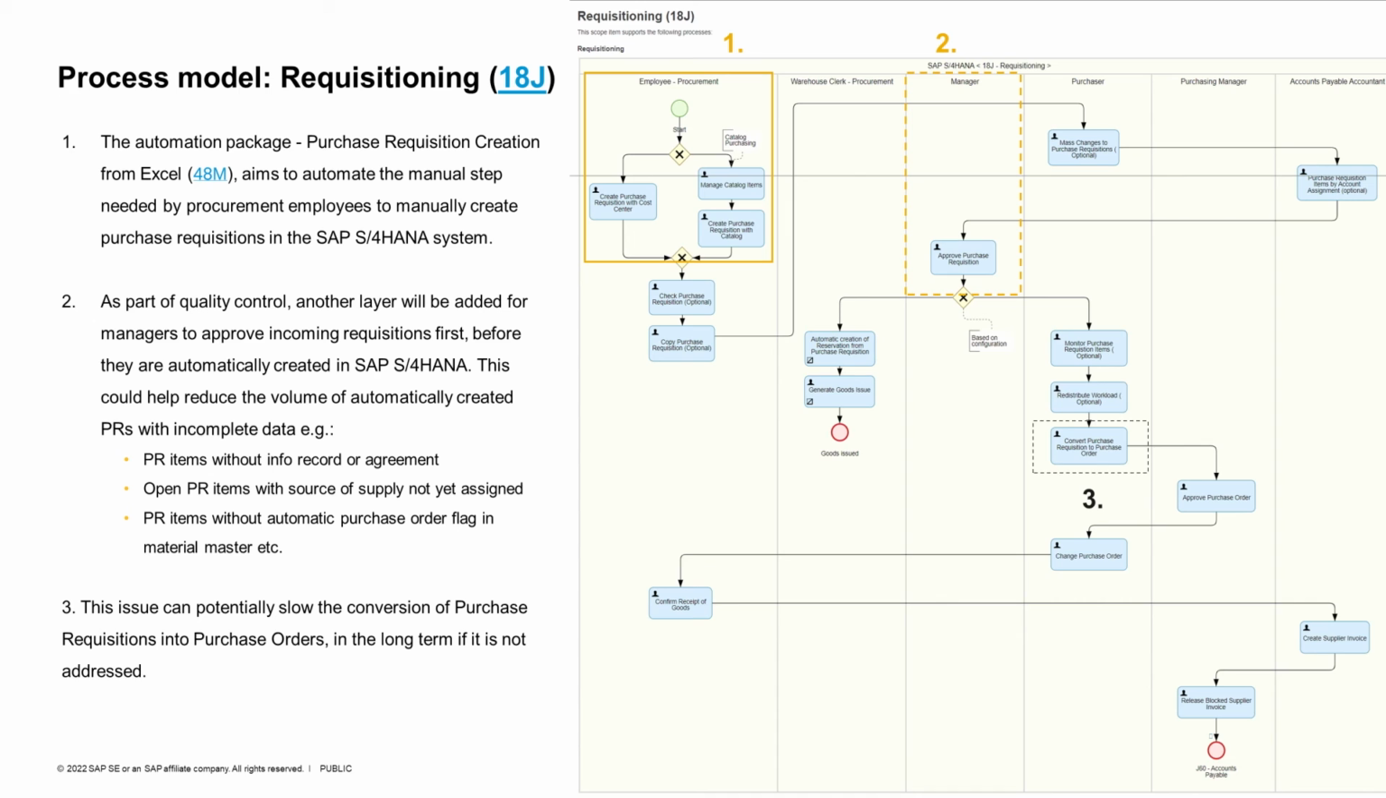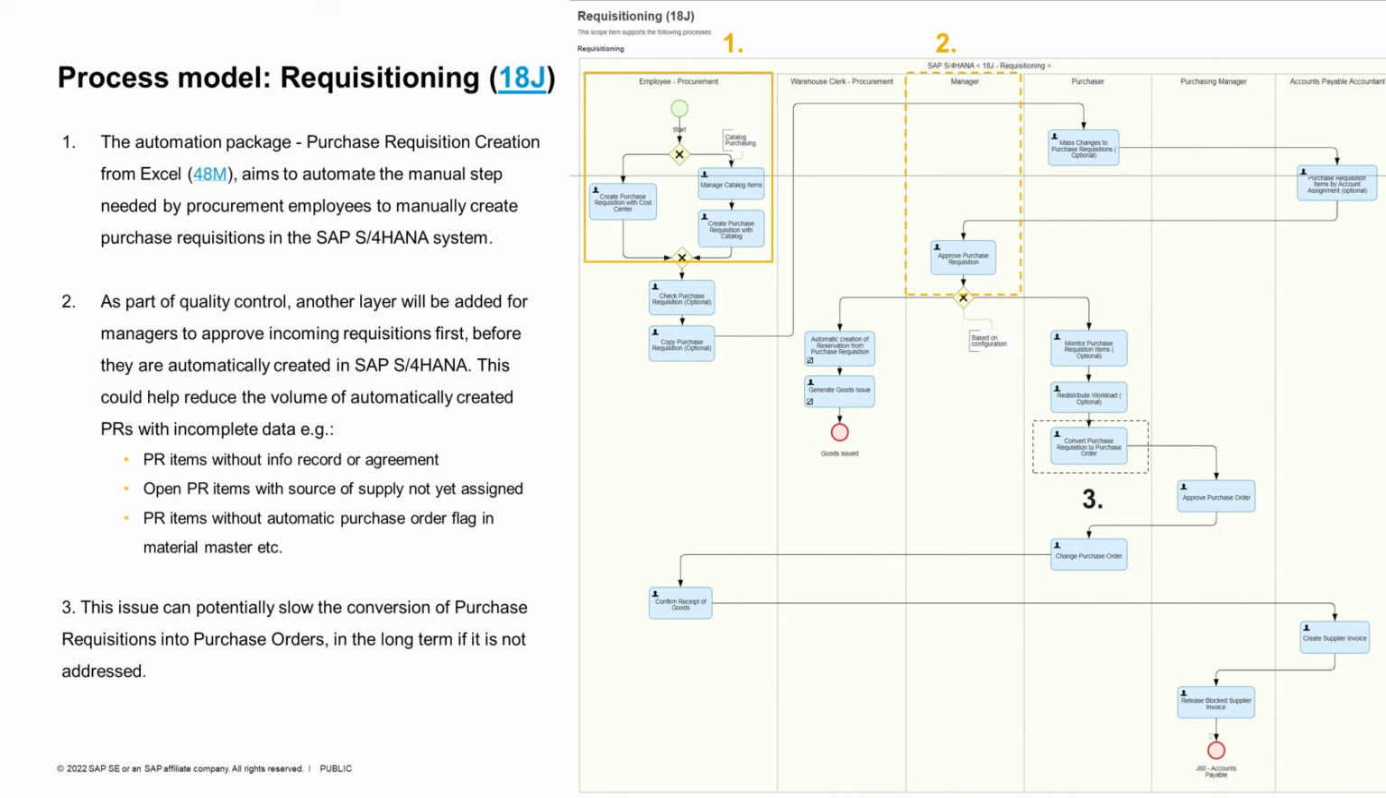The scope item here describing the process above in SAP Best Practice Explorer is 18J requisitioning. We can see here that this is a step we wanted to automate, that is, the steps that a procurement employee would manually perform to create purchase requisitions within the process at the very start. The automation package, Purchase Requisition Creation from Excel, which we saw aims to automate the manual steps needed to create purchase requisitions in SAP S/4HANA.